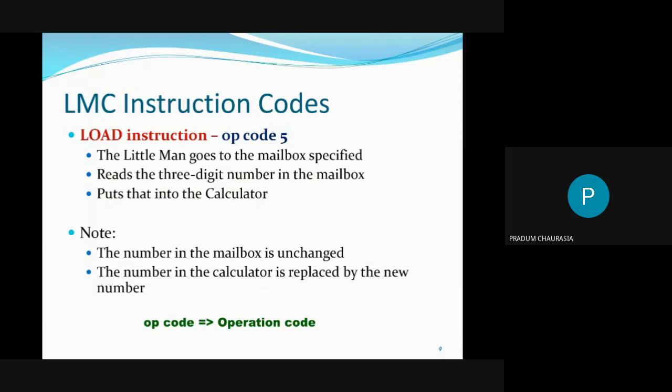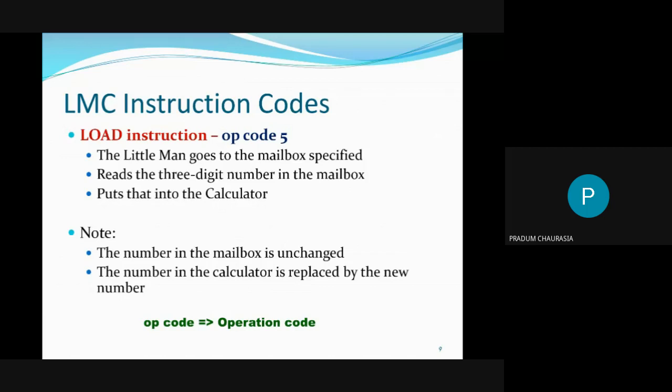Okay. So as I discussed, these are the different instructions. Load instruction, this is opcode 5. Whenever there is a load instruction, something has to be taken from the memory. So what does the Littleman do? He goes to the mailbox at the specified location XX, reads the 3-digit number in that mailbox, and puts it into the calculator.